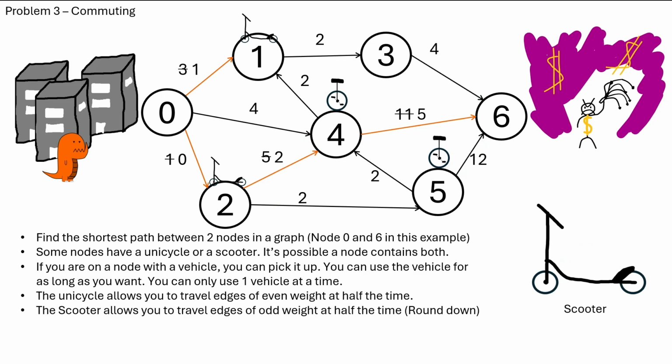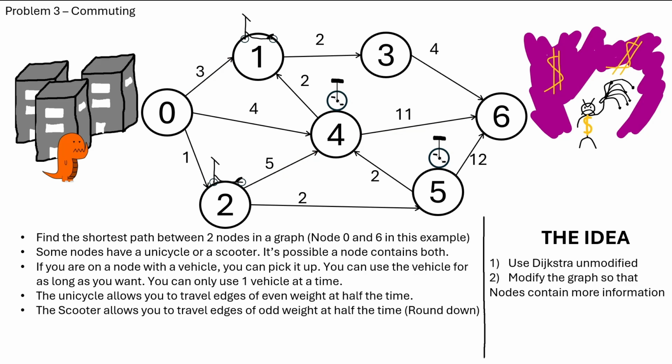Likewise, riding a scooter allows him to travel edges with odd weights at half the time, rounded down. Just like with the unicycle, he can still travel edges with even weights normally, but he doesn't get a bonus. If you want to solve this problem yourself, this is your chance to pause the video and think about it.